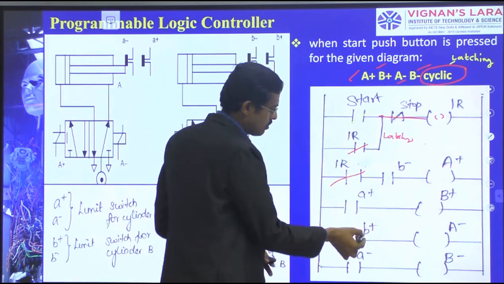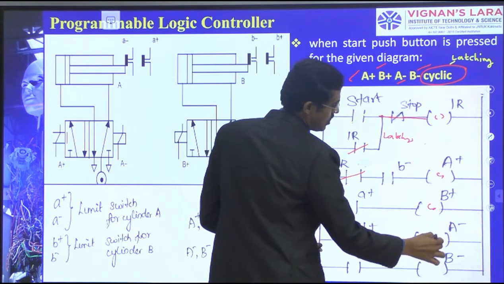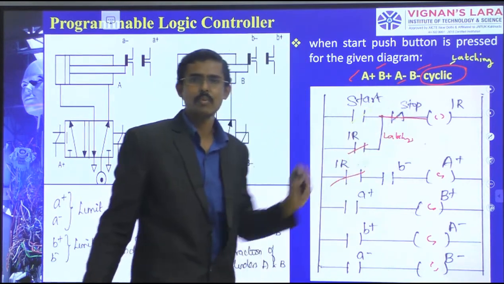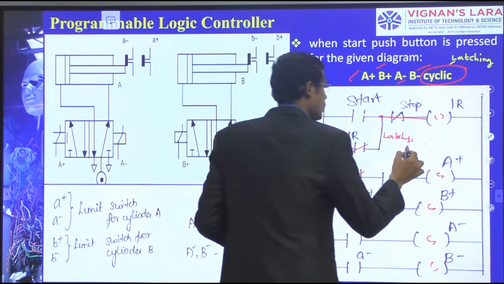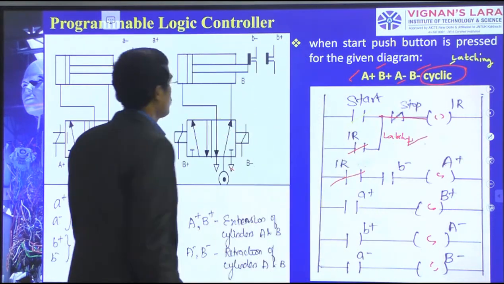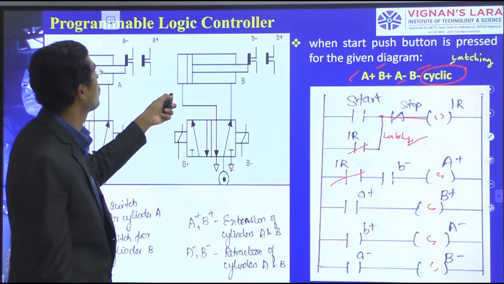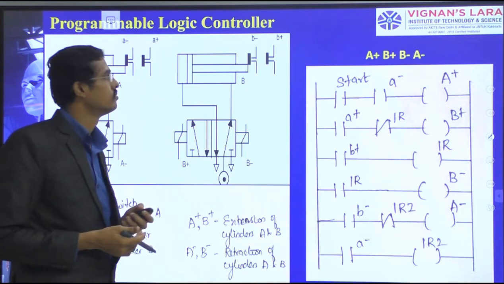And as usual, A plus, B plus, A minus, B minus. It is a cyclic process. First, for a cycle I have included the latching treatment here. The same diagram. This is what we have understood. The same diagram I have incorporated here also. I have drawn the diagram.